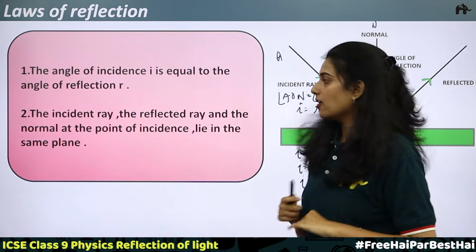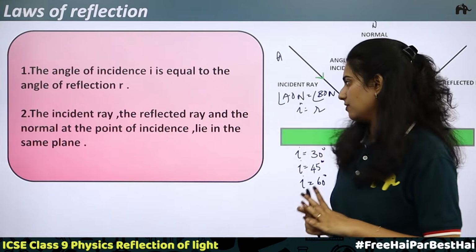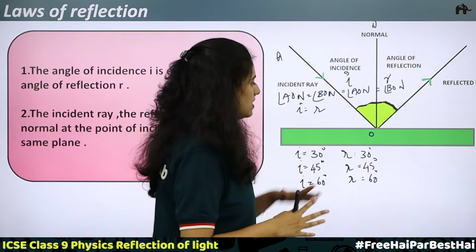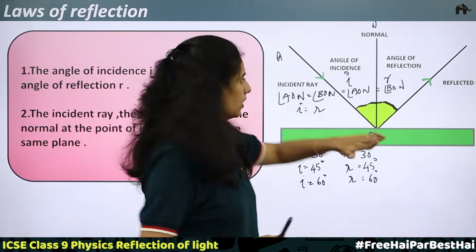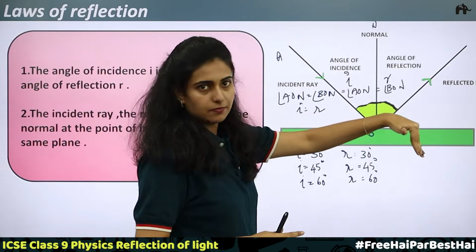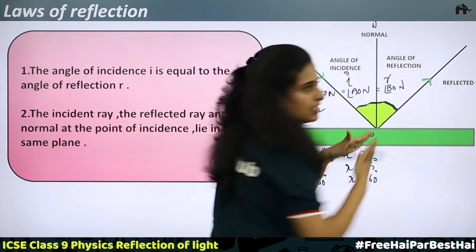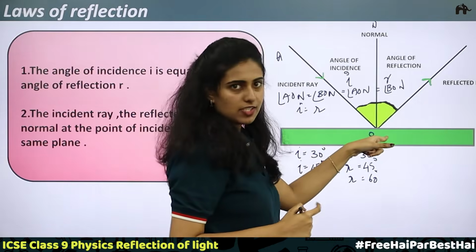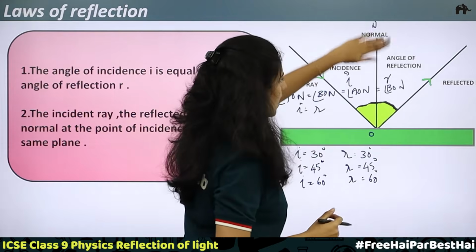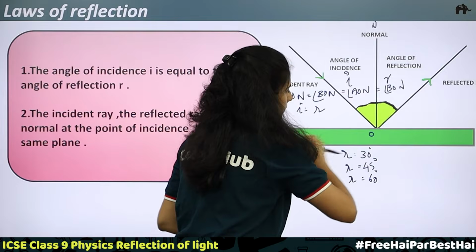Next, the second law: the incident ray, the reflected ray and the normal at the point of incidence lie in the same plane. Here you can see a plane mirror. A ray is incident, and here you have the reflected ray. This is the point of incidence and this is the normal. So all of these lie on the same plane. One plane is the mirror.